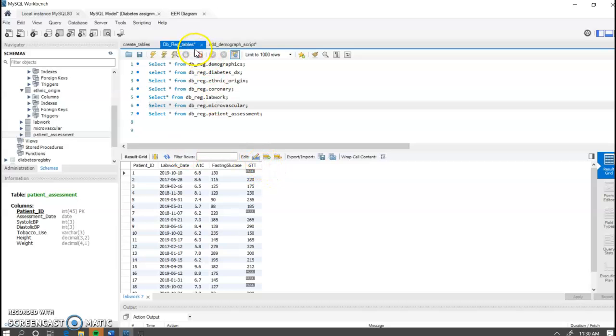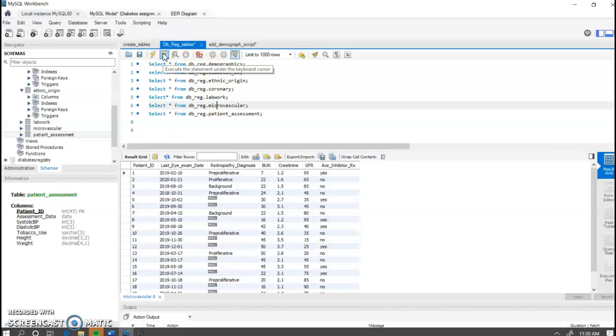Microvascular, my lab values. Again, I have my patient ID, I have the date of my last eye exam, my retinopathy diagnosis. Again, not everybody has a diagnosis. And then I have my 3 levels, pre-proliferative, proliferative, and background. And then some people have none. And then I have my kidney function test, my BUN, creatinine, GFR, and again, whether or not an ACE inhibitor or ARB has been prescribed.